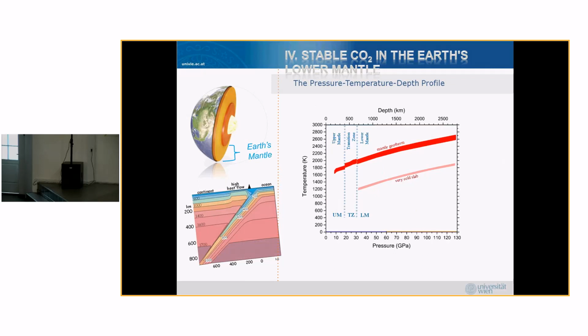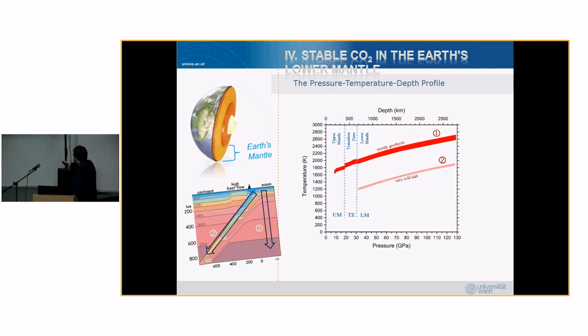That means 135 is the core, where the core starts. So we just have a PT space here relevant to the mantle, basically. And the normal temperature distribution is just following this gradient just down. And if you just go along the subduction zone, you see it is much colder, but the pressure is of course given by the depths here.